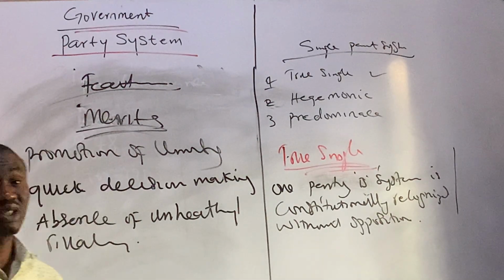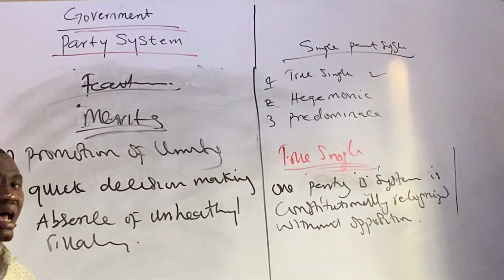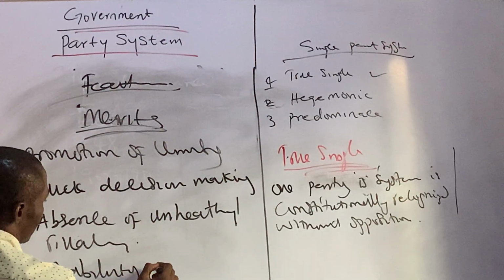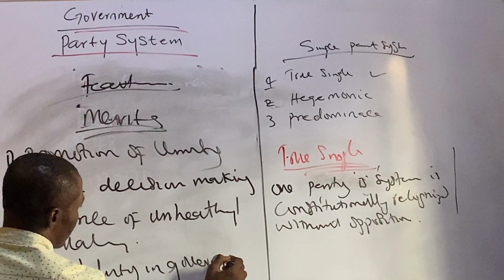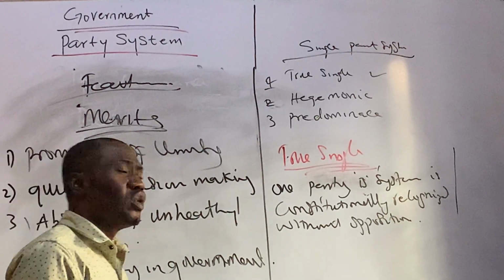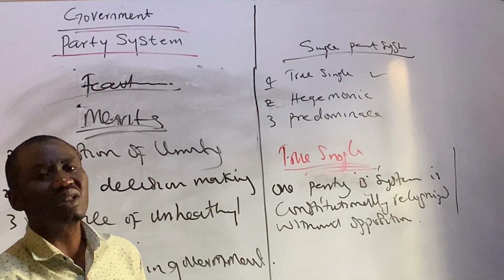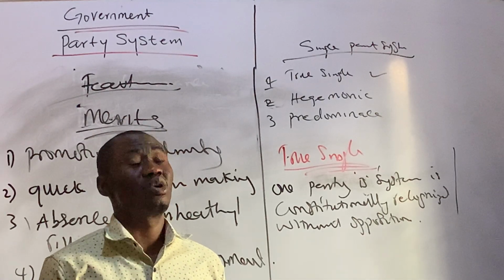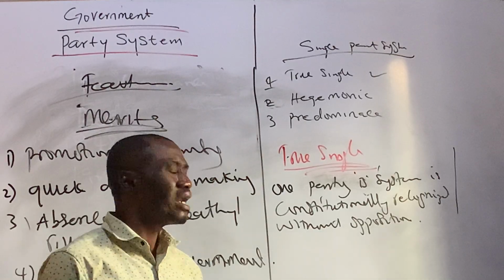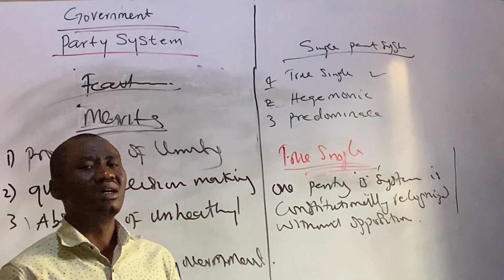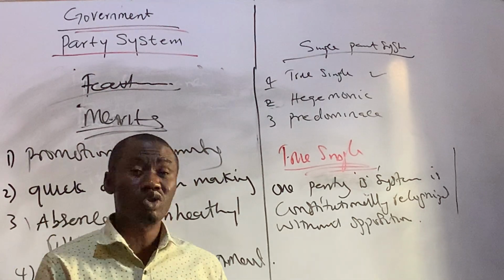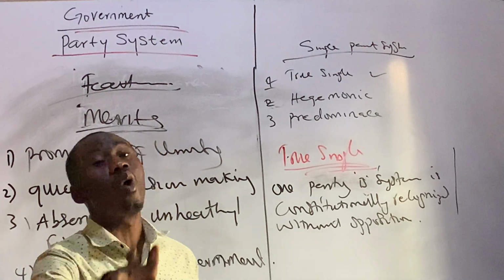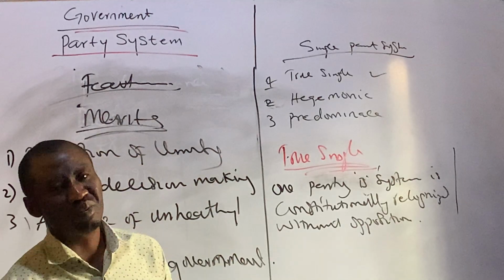Or unhealthy rivalry, absence of unhealthy rivalry, and stability in government. Now, if you look at the first one, it says promotion of unity. Of course, in a single party system, it promotes or enhances the oneness of the democratic country that is practicing or operating it. But these things will bring about promotion of unity if it is the will of the electorate. If it is imposed on the electorate, that is not going to bring unity. It will rather bring division.